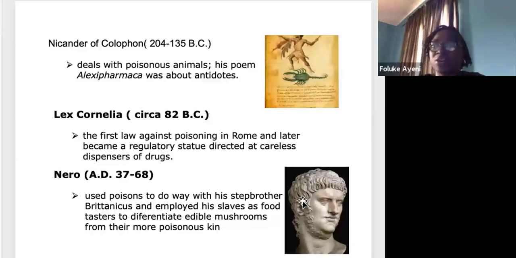And then we have Nero. I don't know how many of you read about Nero in secondary school, in your literature classes, if you had a literature class.